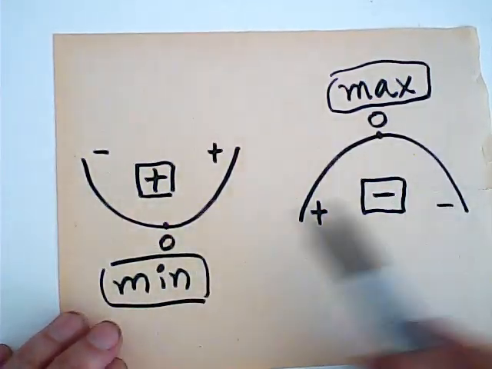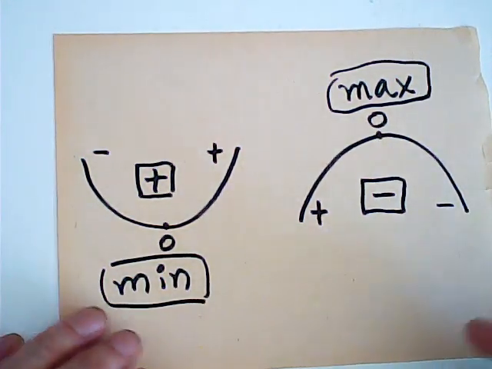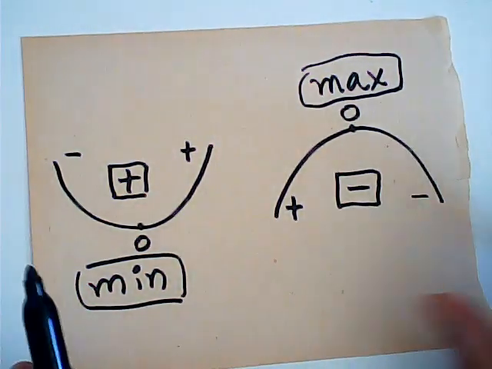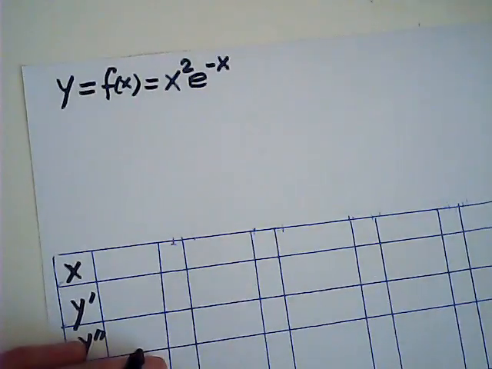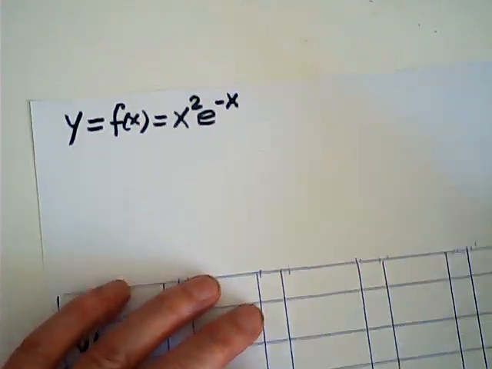So these two pictures summarize the information we need. Not all information, but many pieces of information we need in sketching the graph. Okay, now let me have an example. This is the function we want to sketch.